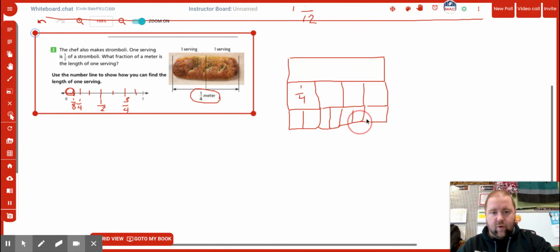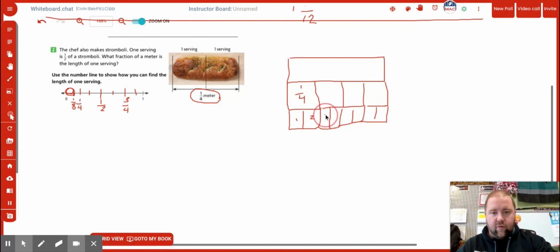And again, not the most perfect picture, but there's 1, 2, 3, 4, 5, 6, 7, 8 of them. So one piece would be 1/8 of the meter here.